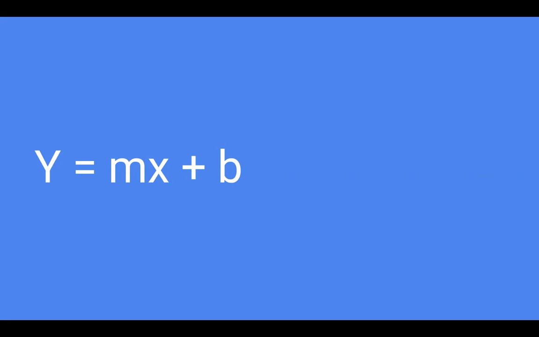Then we have m, which is the slope, or the incline at which the line is moving. X is the x point of that coordinate pair, so the x comma y is this x and that y. And the b is the y-intercept, which is where the line crosses the line where x is 0.